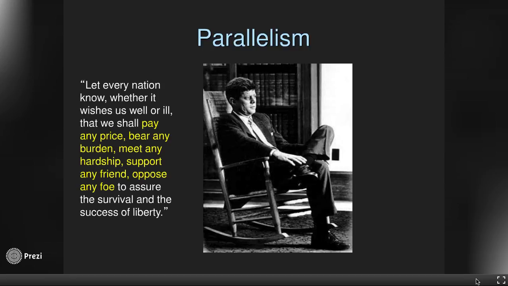So pay any price, bear any burden: verb, any, and then the noun. That would be a parallelism that would not work as anaphora, would not work as epistrophe. There's not a special term where that repetition of any in the middle ends up being some other kind of term. You would just simply go parallelism for that. Okay.